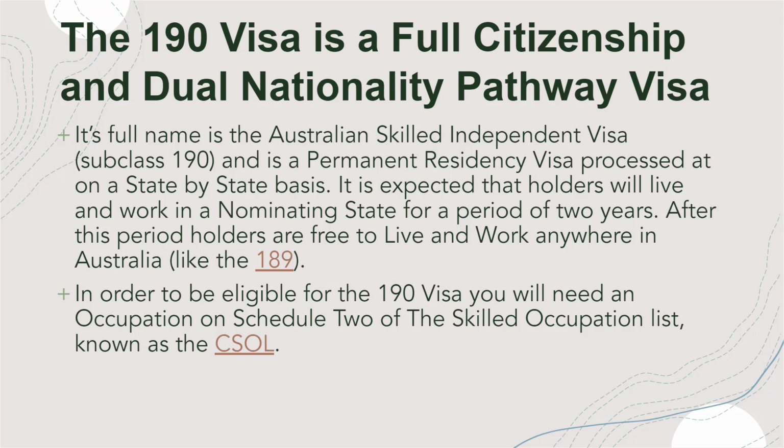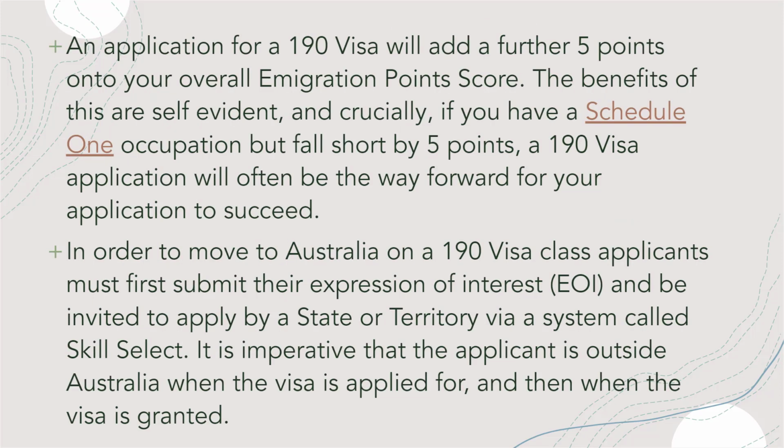In order to be eligible for the 190 visa, you will need an occupation on Schedule 2 of the Skilled Occupation List, known as the CSOL. An application for a 190 visa will add a further 5 points onto your overall immigration point score. The benefits of this are self-evident, and crucially, if you have a Schedule 1 occupation but fall short by 5 points, a 190 visa application will often be the way forward for your application to succeed.